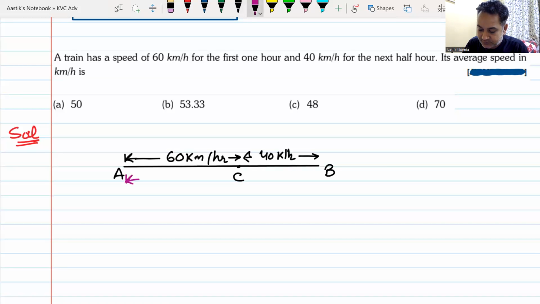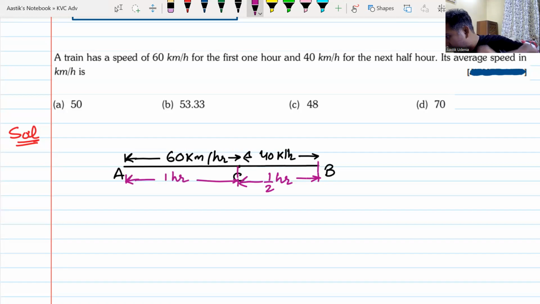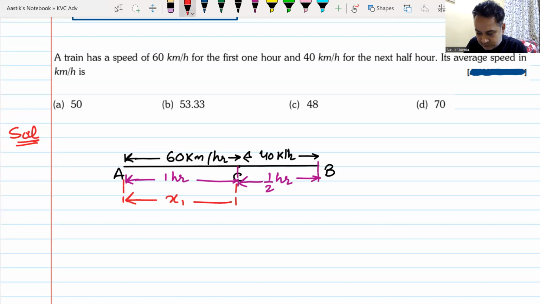From A to C, the time taken is 1 hour. From C to B, time taken is half an hour. You have to find out the average speed. Can you find out the average speed? If I call this distance as x1, and this distance as x2. Which one is the correct option?